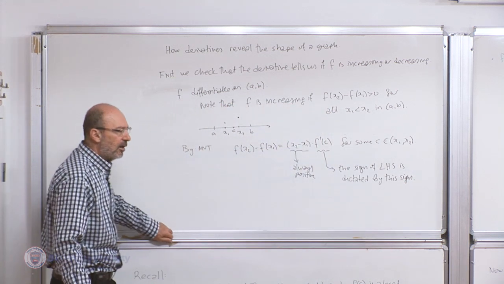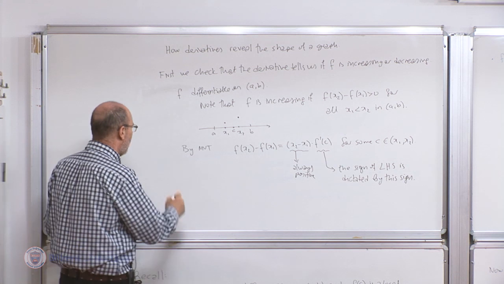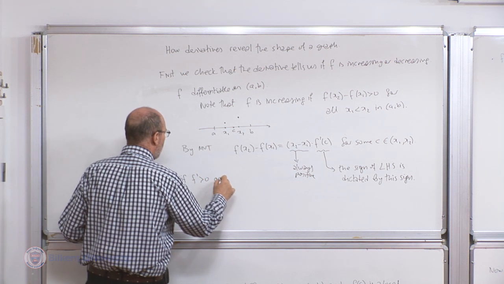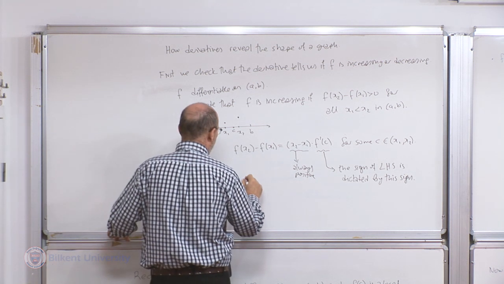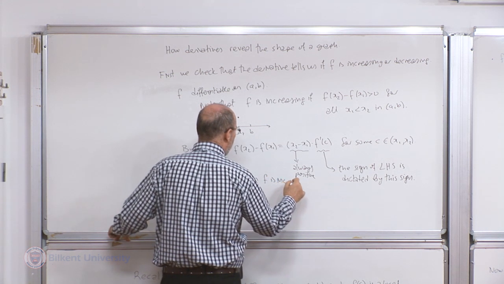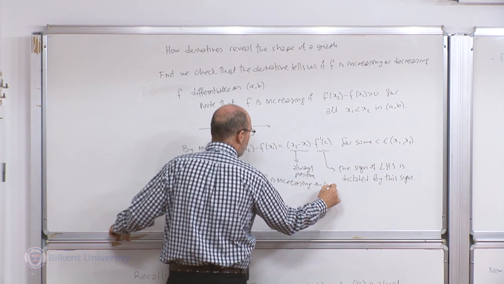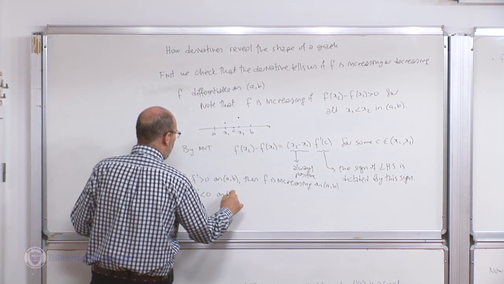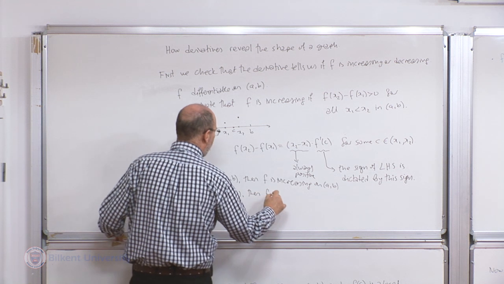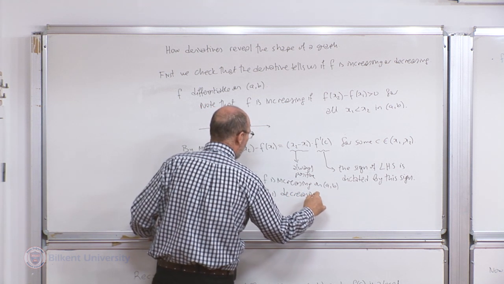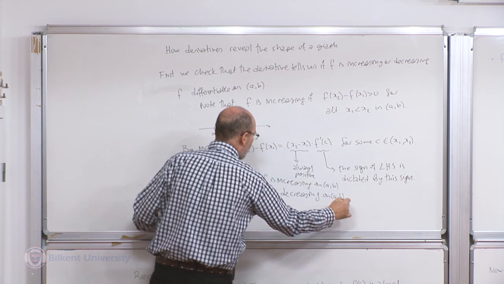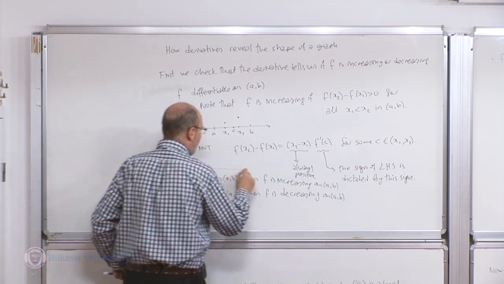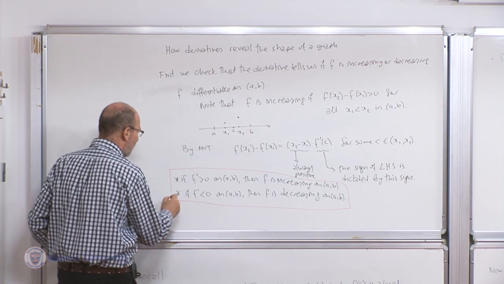Okay, so now by looking at this, we can immediately say the same thing. If f' is positive on (a, b), then f is increasing on (a, b). And if f' is negative on (a, b), then f is decreasing. Okay, so this is the information that the derivative tells us.